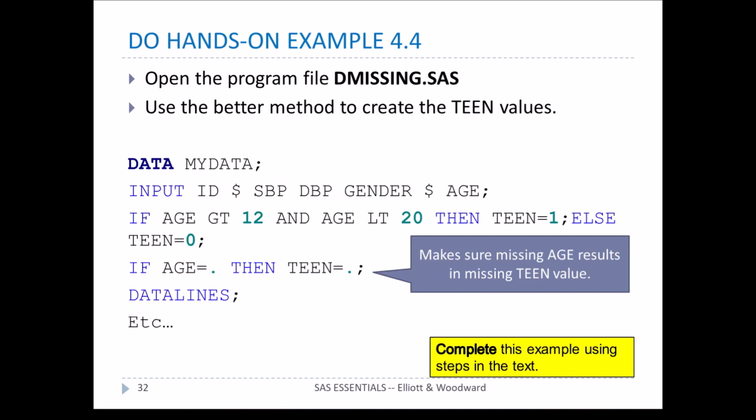All right, let's look at hands-on example 4.4. In this case, open the file called demissing.sas. And we're going to look at a better way to create these teen categories. So we're going to input all this information, including age. And now we say if age is greater than or equal to 12 and less than 20. And so now we have included the statement that includes the missing value. So do this example. I mean, it's the one we just looked at, but it continues on after this. So I would do this example from the text and follow along all of the steps that are in the text to get more information.